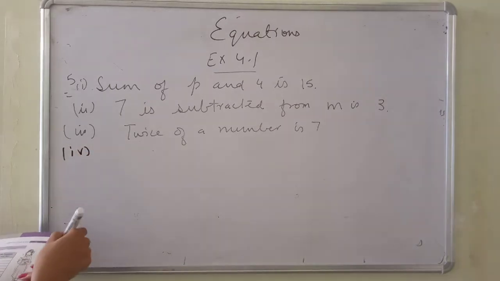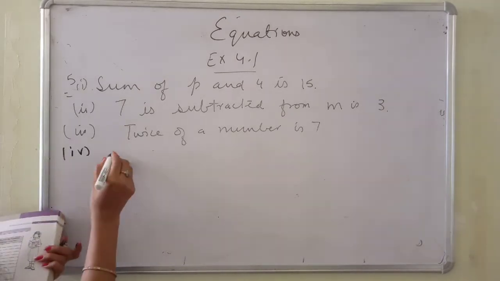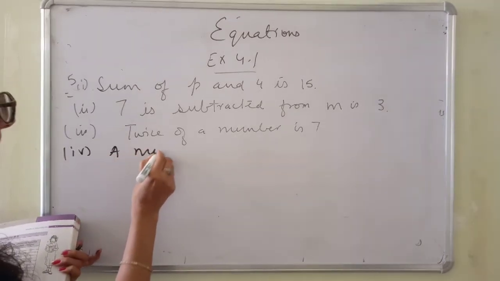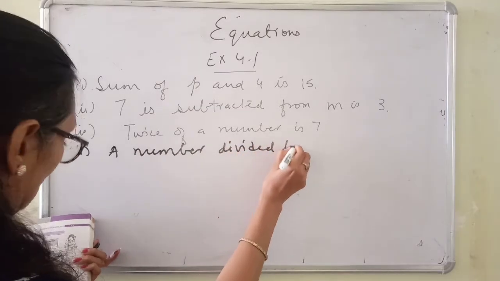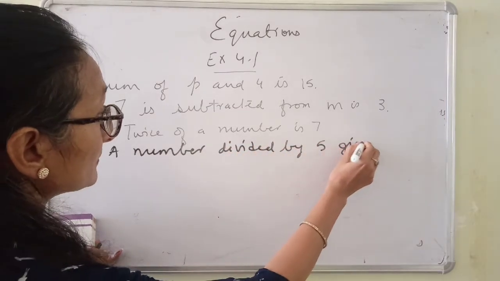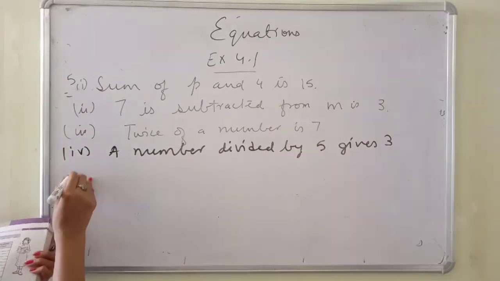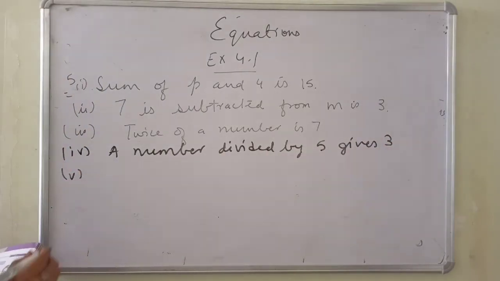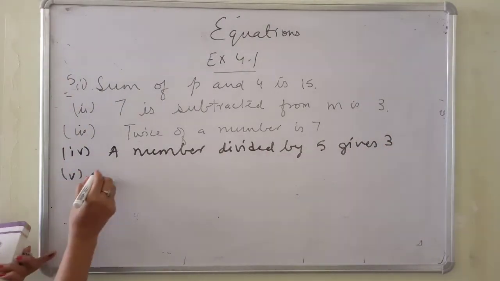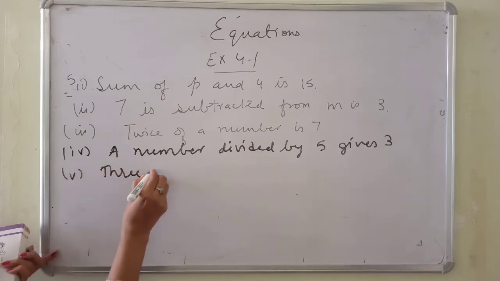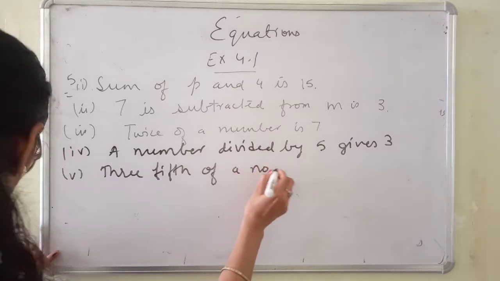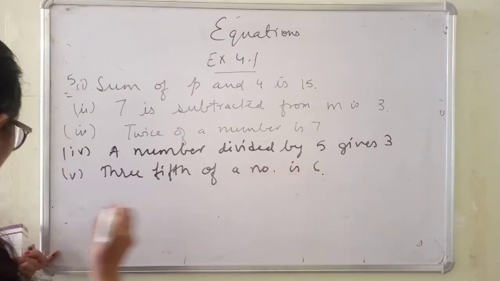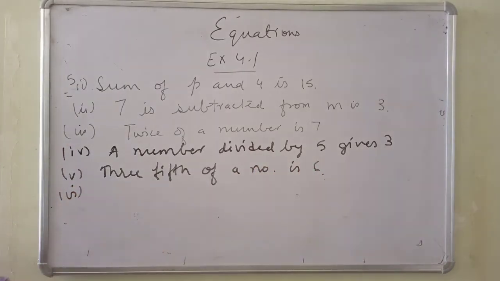Now fourth one, m upon 5 is 3. So a number divided by 5 gives 3. Then next, 3m upon 5 is equal to 6. Any 3/5 of a number is 6. Then sixth, 3p plus 4 is equal to 25.